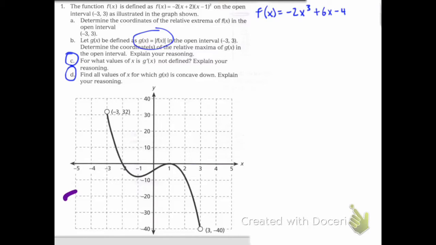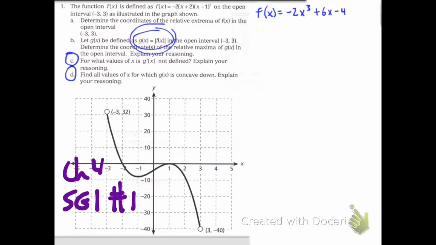Okay, so we're going to be doing Study Guide 1. This is Chapter 4, Study Guide 1, the first free response question. And I was asked to do parts C and D. So for part C, we're trying to figure out when g prime of x is not defined.